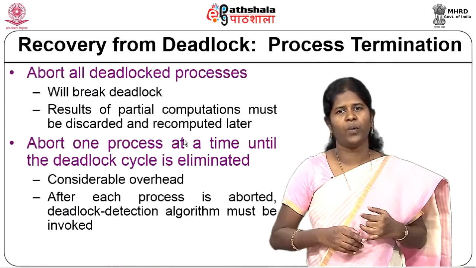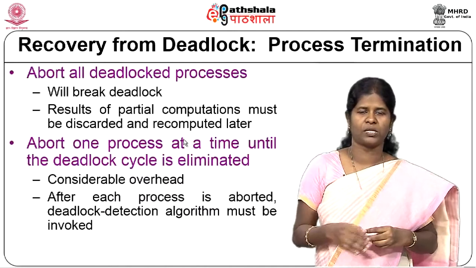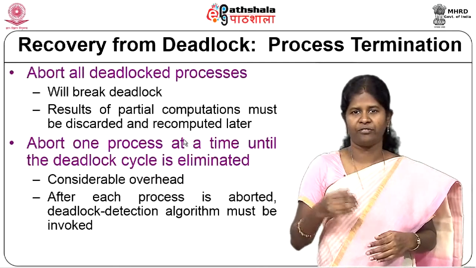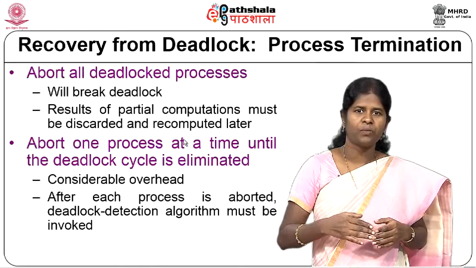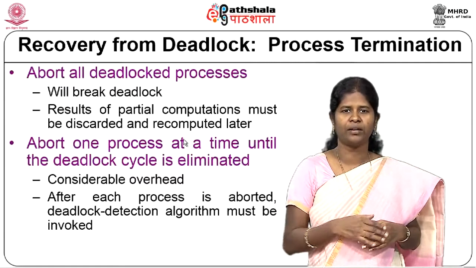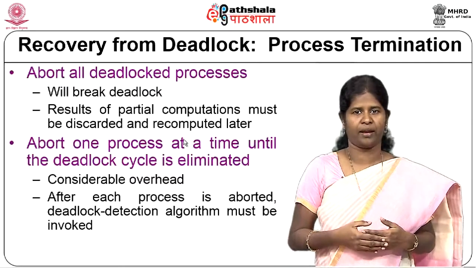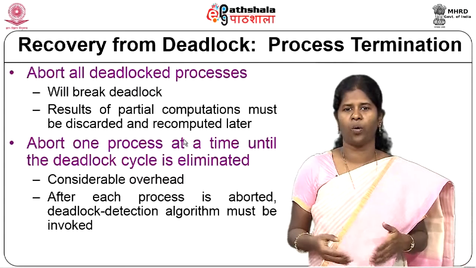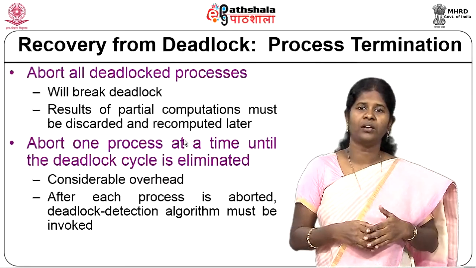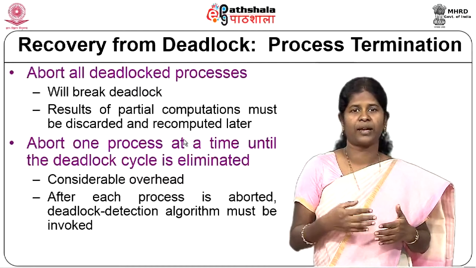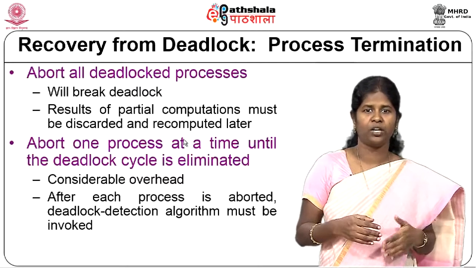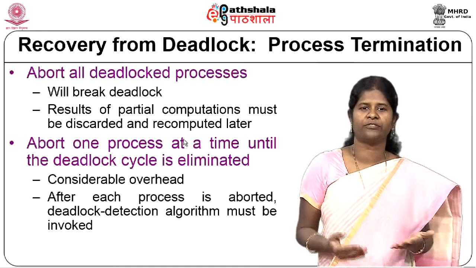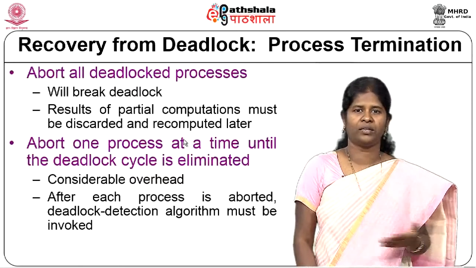The next way is, rather than aborting all the processes, to abort one process at a time and then run the detection algorithm and find out if there is still a deadlock. In this manner, you abort one process after the other and keep on running the deadlock detection algorithm again and again to find out if there is a deadlock in the system. But the problem again here is that there will be considerable overhead, and after each process is aborted, you will have to run the deadlock detection algorithm again, and the time complexity of the algorithm is high, which means that you will be spending most of the time running the deadlock detection algorithm.